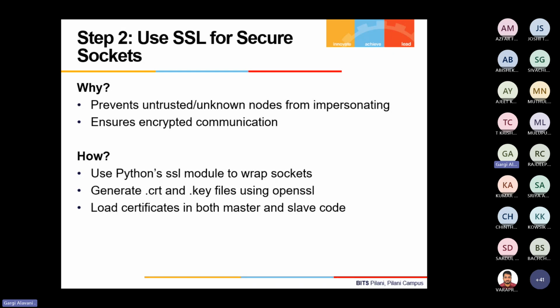Step two is for SSL, and we have discussed in detail why we need SSL, why it is important, and why we need trusted communication and encrypted messages. And how do we do it? We also discussed that Python's SSL module can be used as a wrapper for your sockets. You create the certificate and key files and use them for both master and slave.